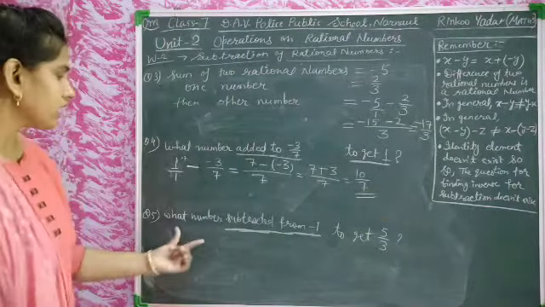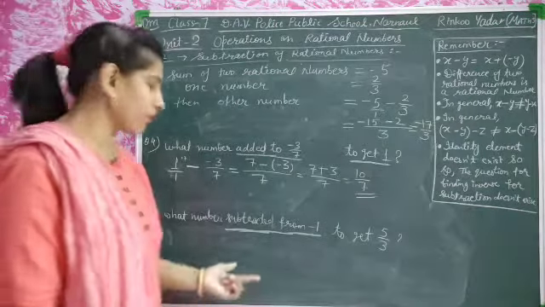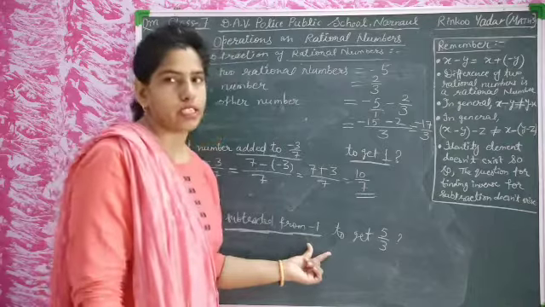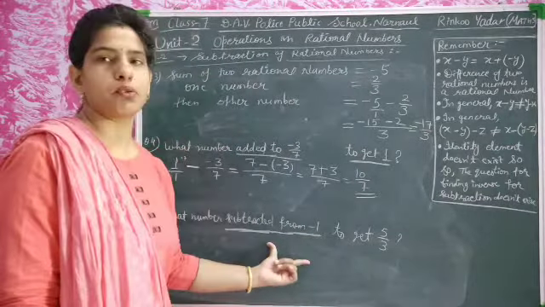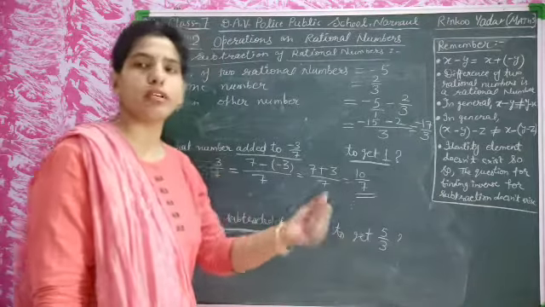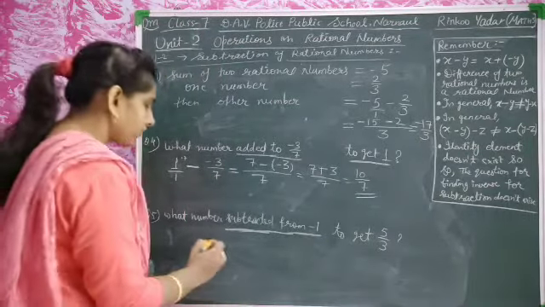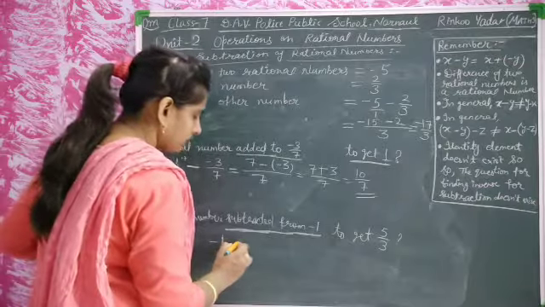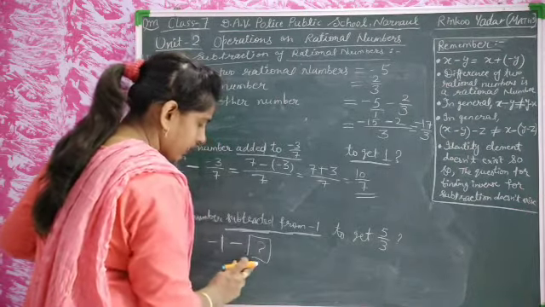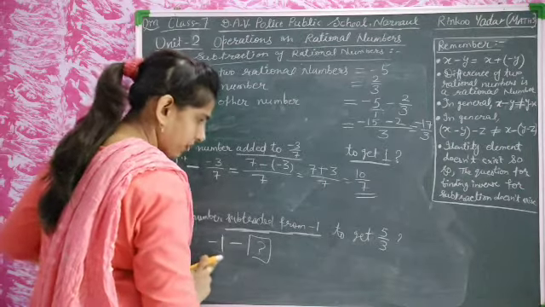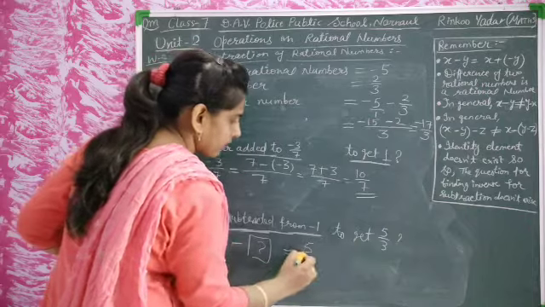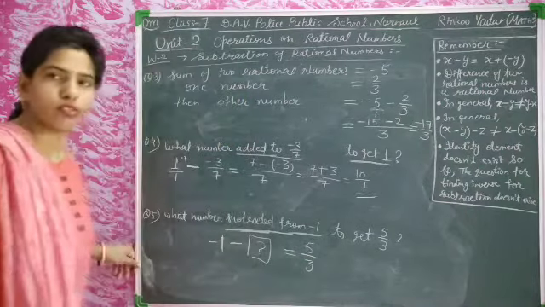Is it clear? Now in the next question, question number 5, there is also the same process. What number subtracted from -1 gives 5 by 3? What will be subtracted from -1 so as to get 5 by 3?